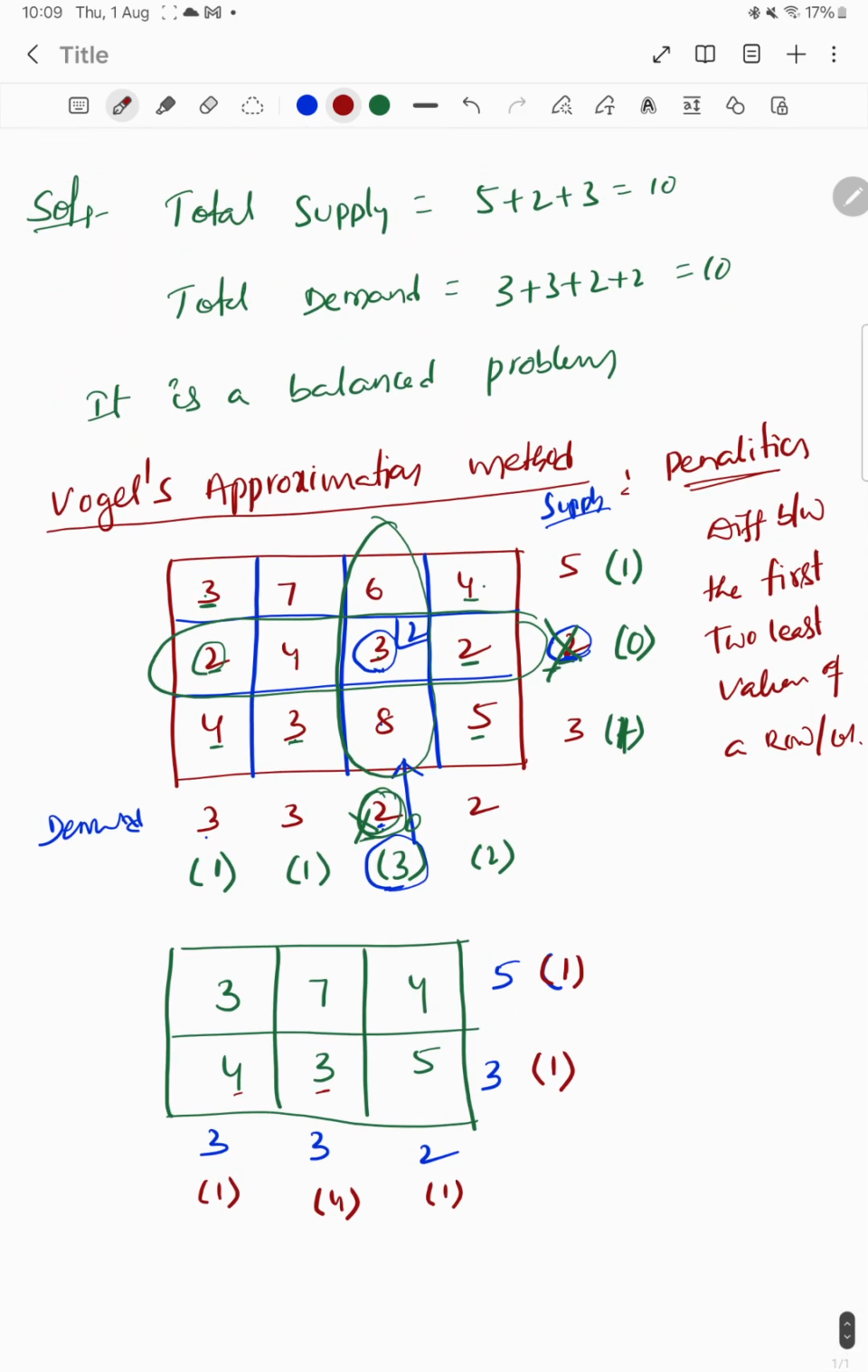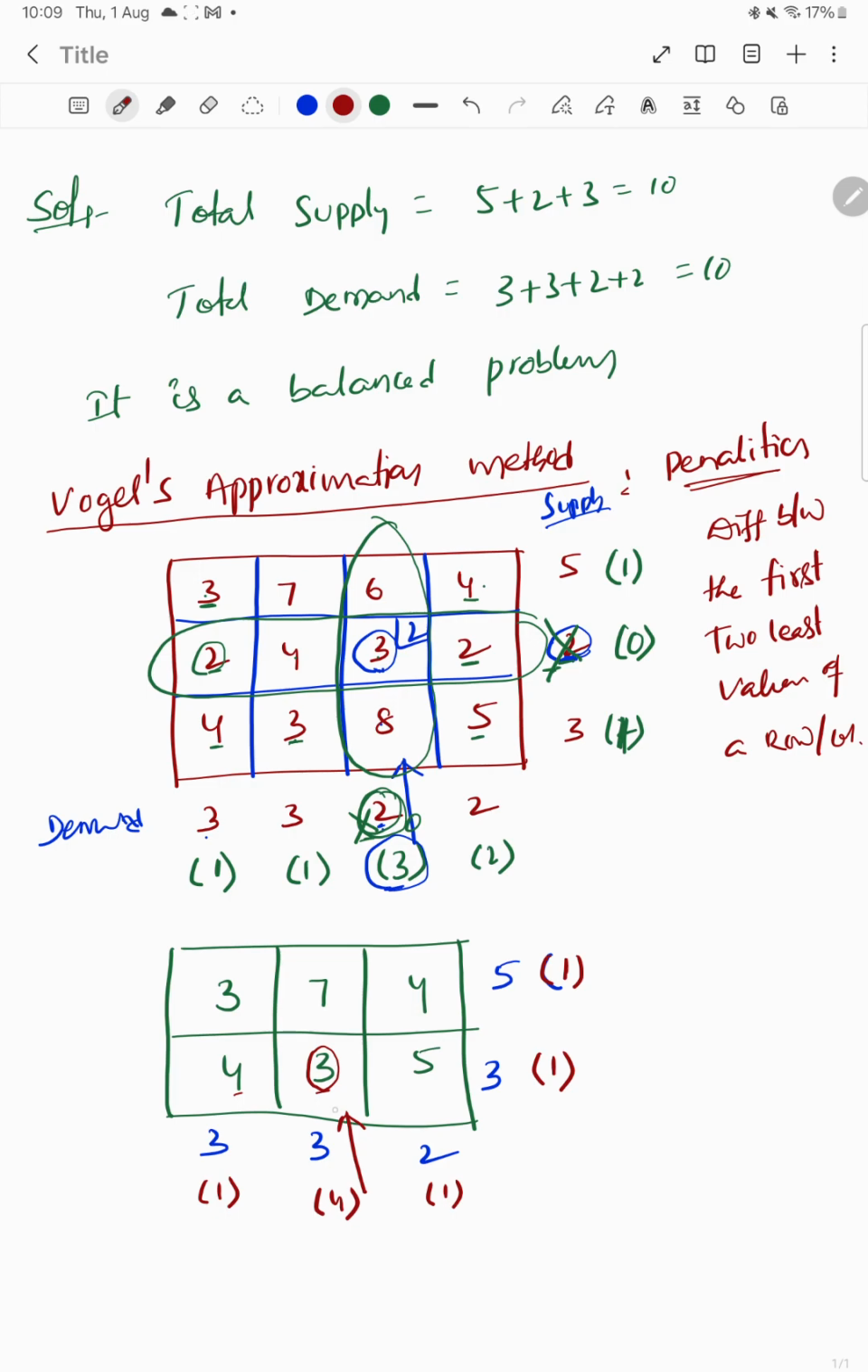What is the highest penalty? So 1, 1, 1, 4, 1. Highest penalty is 4 and this corresponds to the second column. So we need to identify like that. After identifying the corresponding column, now in this column, out of 7, 3, we need to choose the least element. Least element is 3. Now for this 3, we have to give allocation.